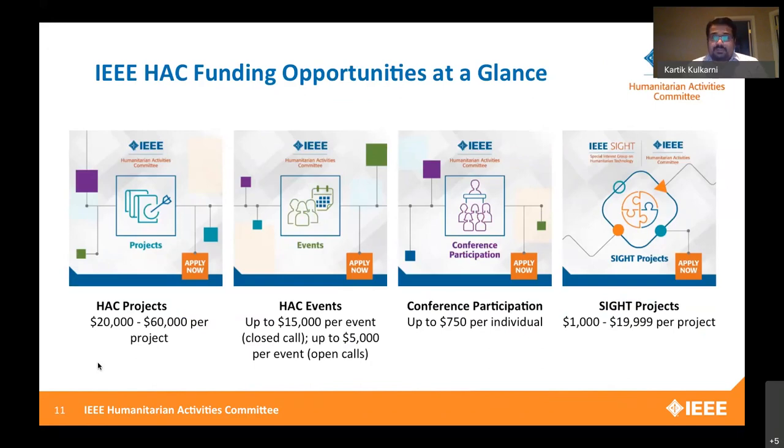So this is how HAC supports the humanitarian projects. We have a couple of funding programs for small projects and for large projects. We fund anywhere from $500 to $60,000 per project. We support conference participation of our volunteers, and we also support events such as the CONECCT event that we are assembled for.